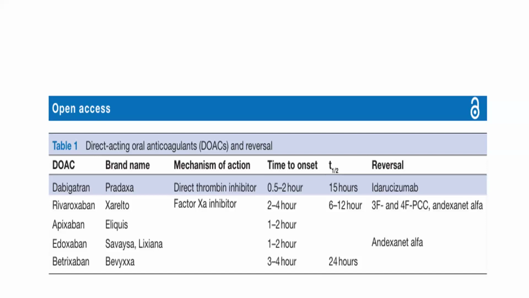It is also the factor 10A inhibitor, and the reversal agent that we can use is the factor 3 and factor 4 prothrombin complex concentrate and the andexanet alpha. Then edoxaban, the reversal agent is again andexanet alpha.